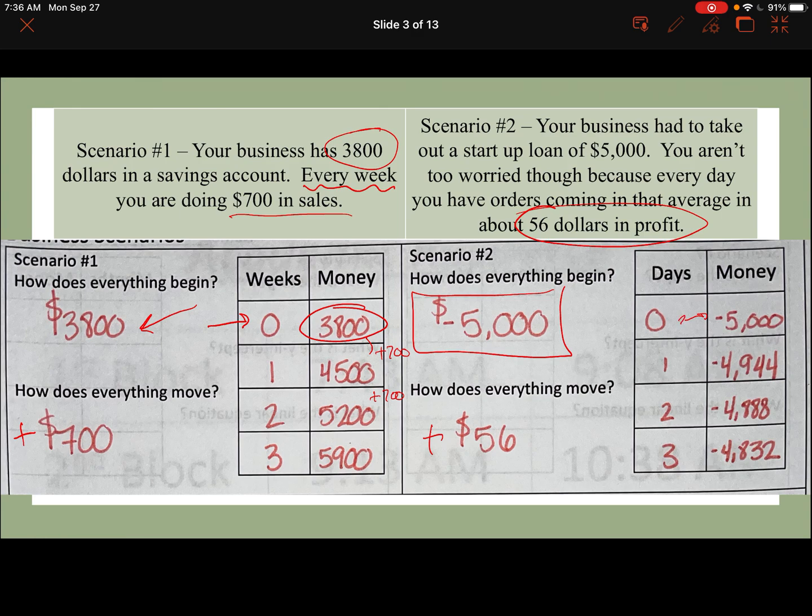Again, before we start making money, we're at day 0. We're in the negative $5,000. We're going to add 56, so this number will actually be trending in the positive direction. We're still negative, but it will be trending in the positive direction.